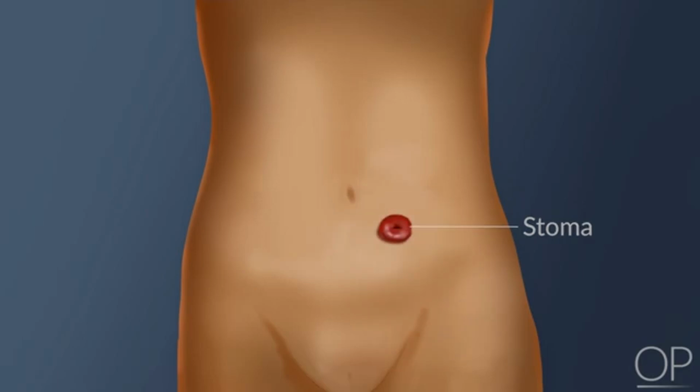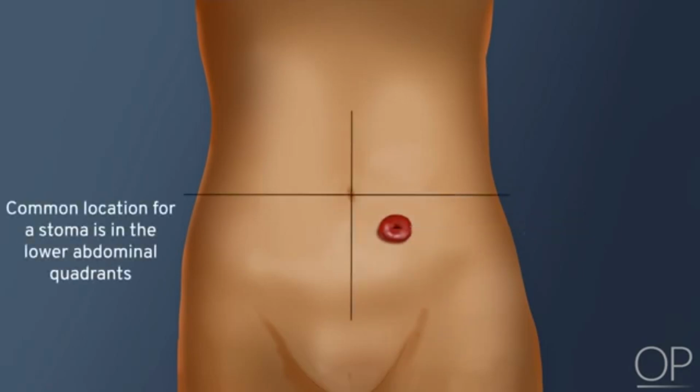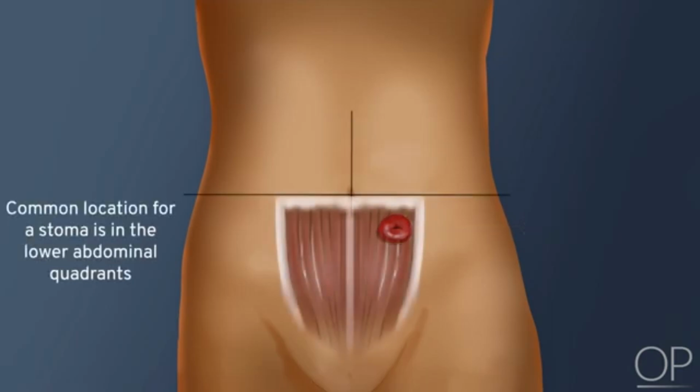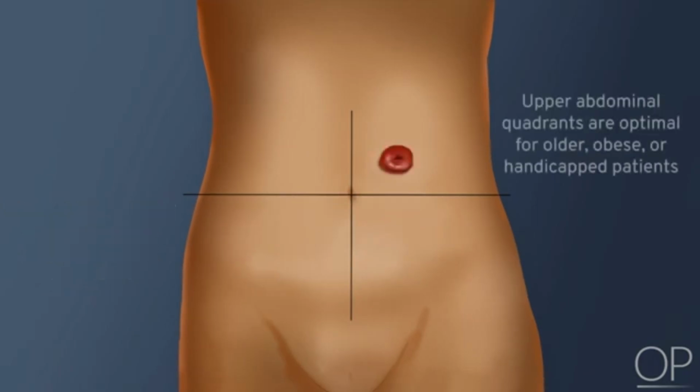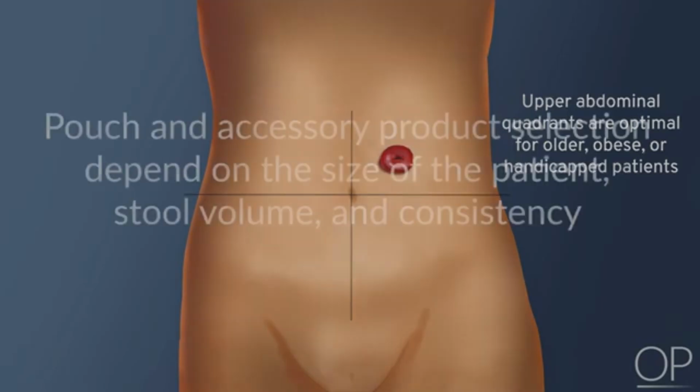When clinically feasible, a common location for the stoma is the lower abdominal quadrants within the rectus muscle. Ideally, the surrounding skin is flat without incisions or scars that may create uneven surface. The upper abdominal quadrants may be optimal for older, obese, or physically handicapped patients.